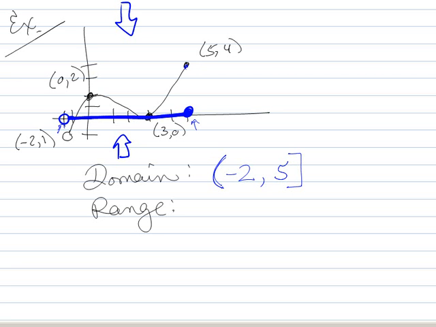Got it? Now for the range, again, I'm going to smush them this direction, like that. If I smush it this direction, this guy is going to smush to here. Everybody else is going to smush along here and smush to there. Alrighty? So I'm going to go from -1 all the way up to 4 and include that last endpoint. Okay? So make sure you're getting this.